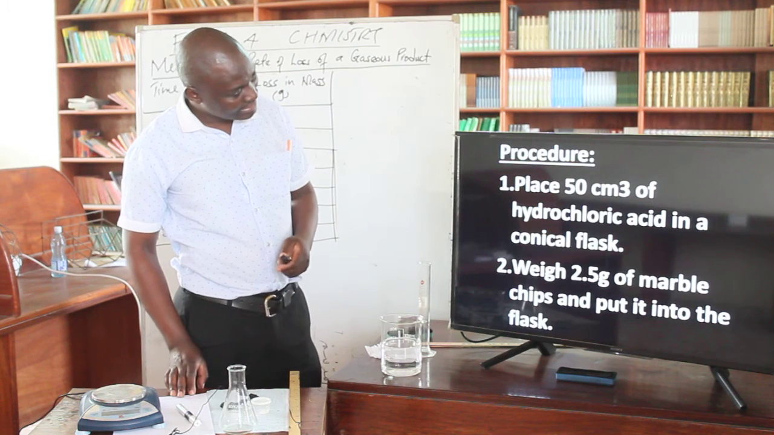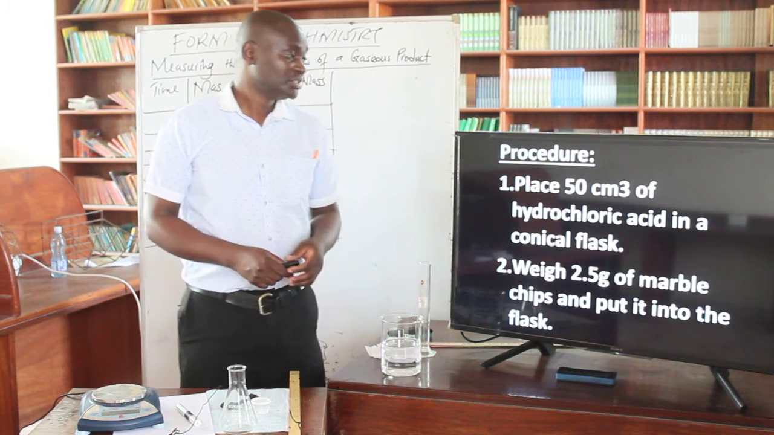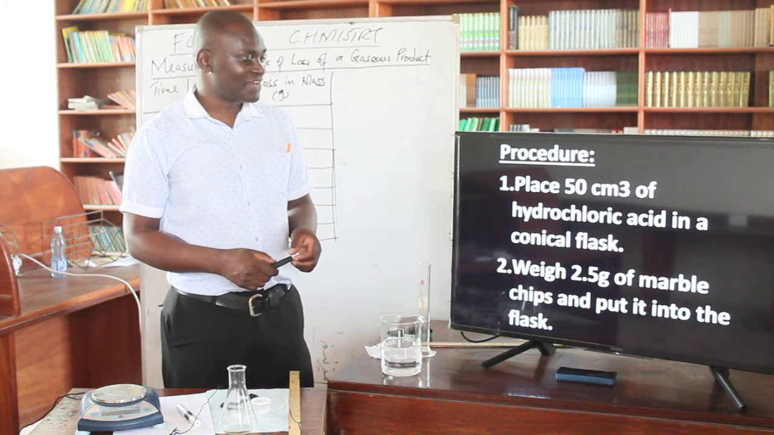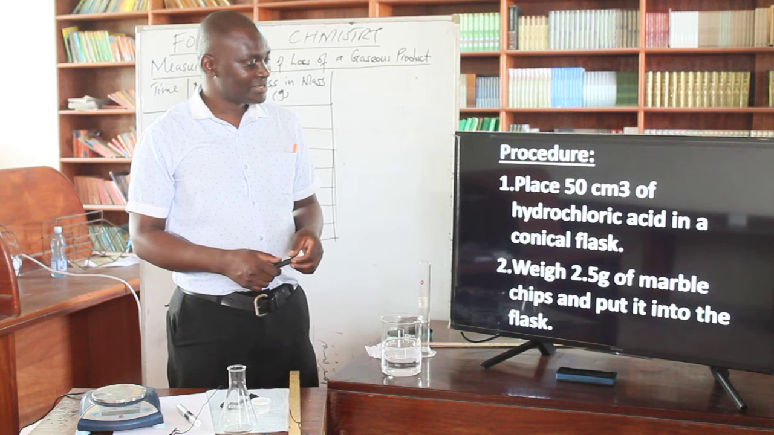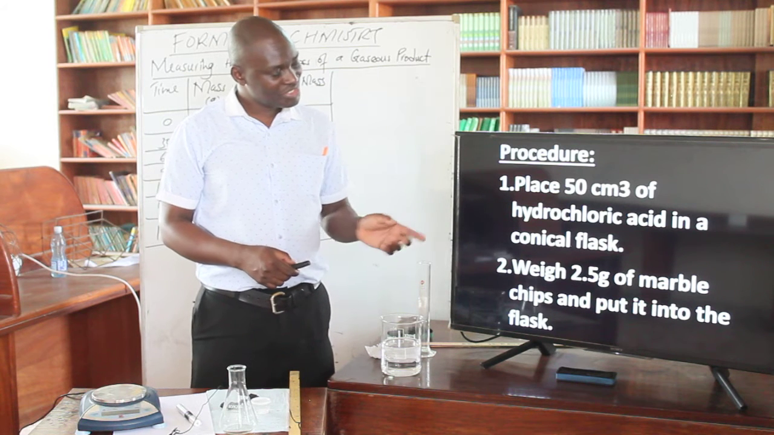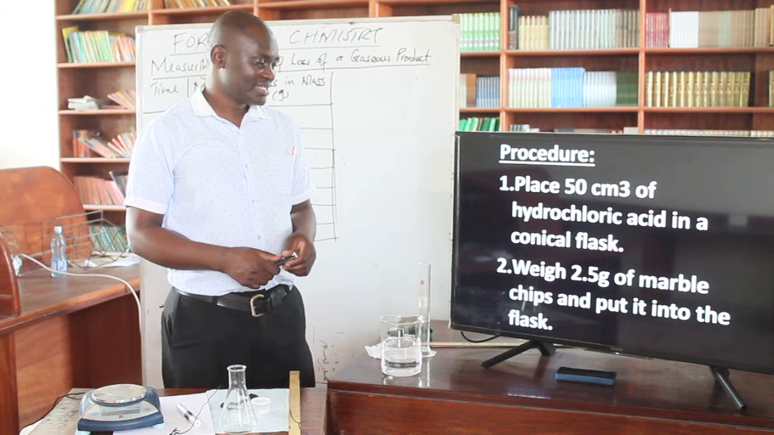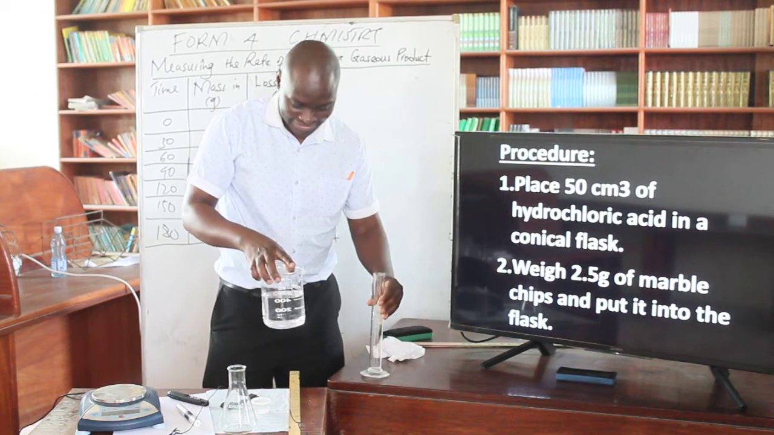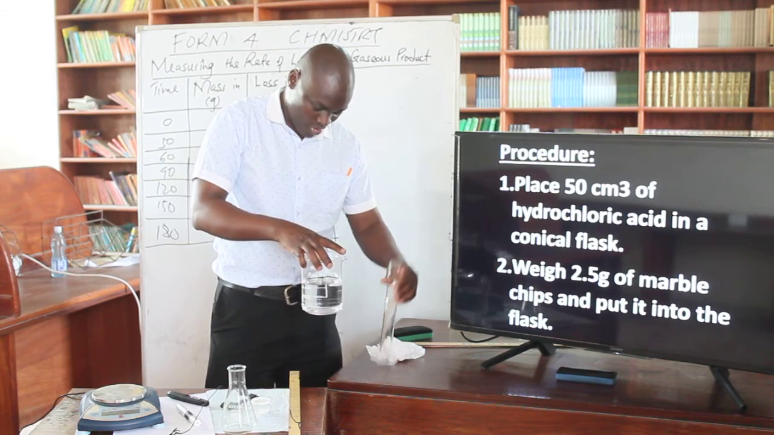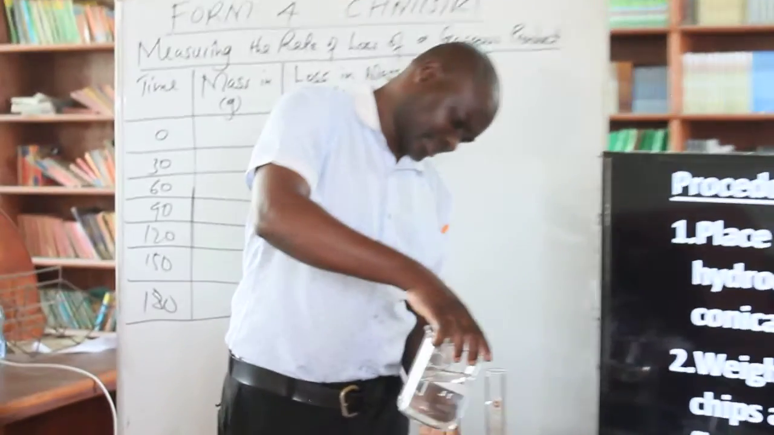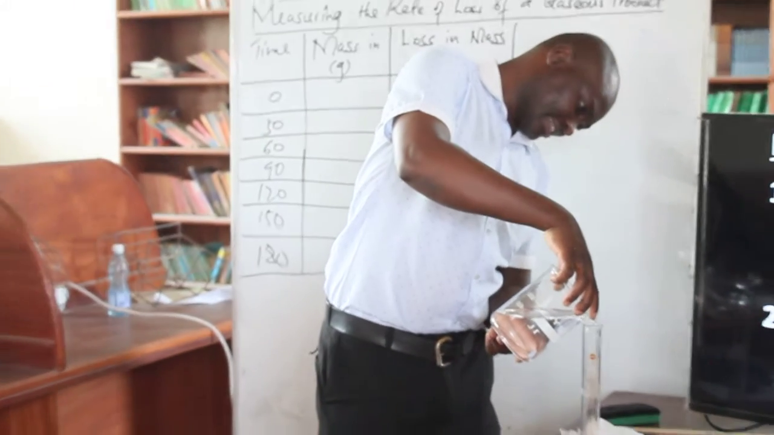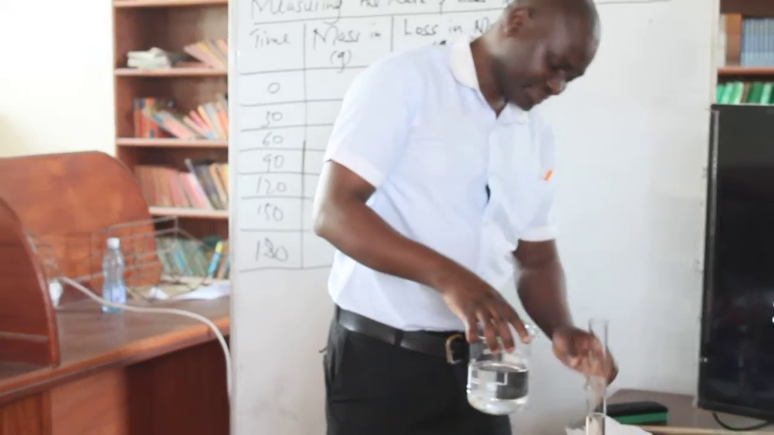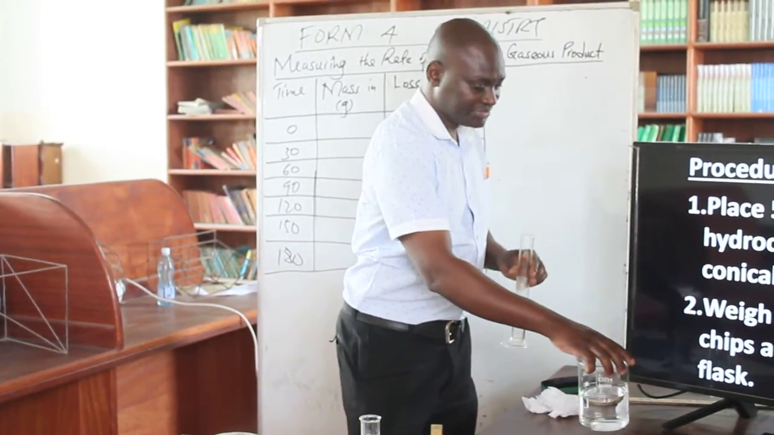And now the procedure. Place 50 cubic centimeters of hydrochloric acid in a conical flask, and then weigh 2.5 grams of the marble chips. So we are going to measure 50 cubic centimeters of hydrochloric acid. This one is 50.